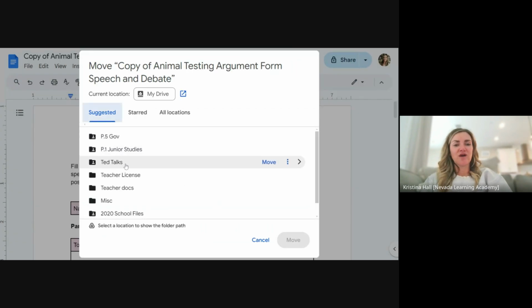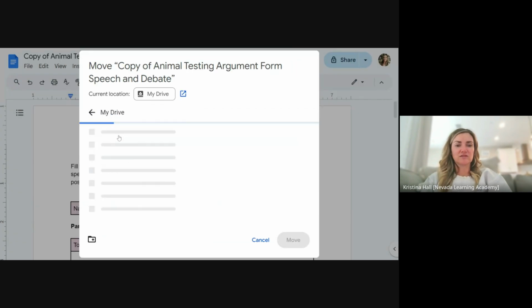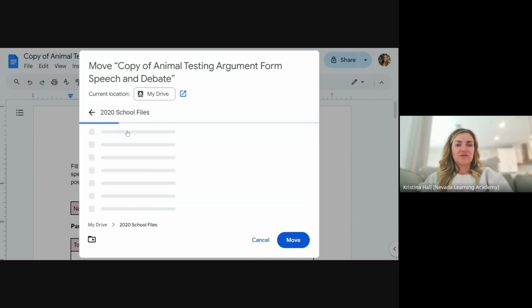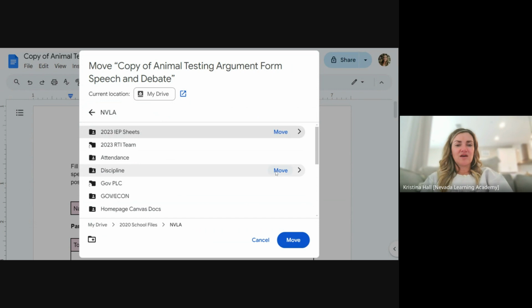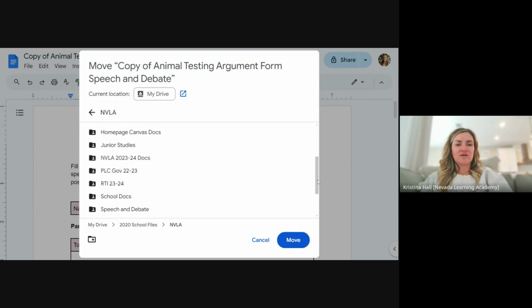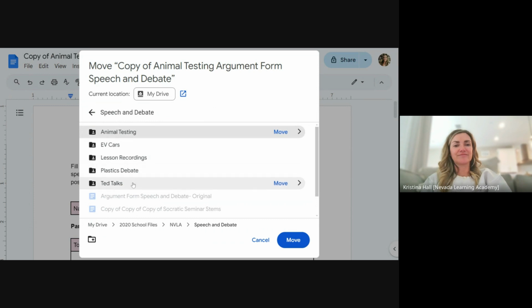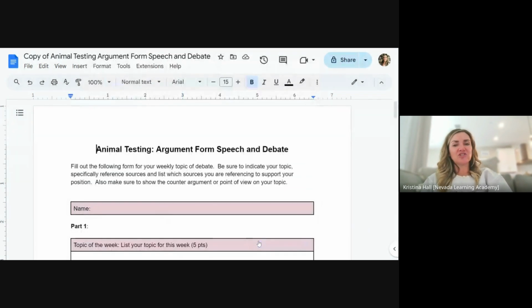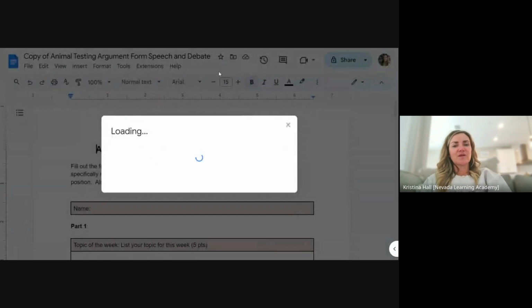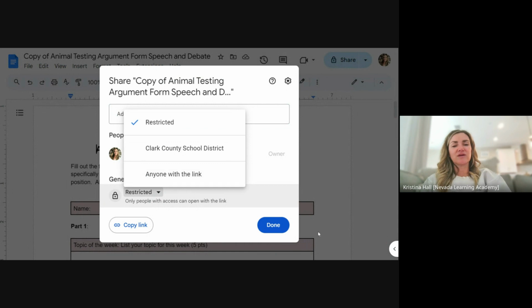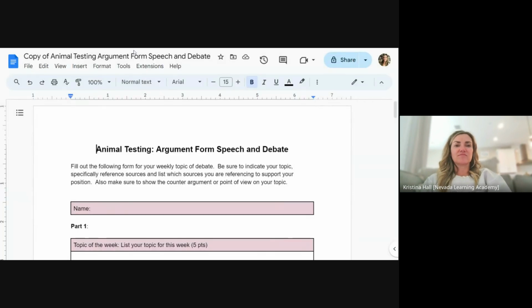I'll even prove it to you. I have a speech and debate folder. Look at this. I've got folders for everything, going down to speech and debate. I even have them broken up by topic so I can find my stuff. So save it onto your drive and then make it shareable, anyone with the link, so that when you submit it, I can grade it.